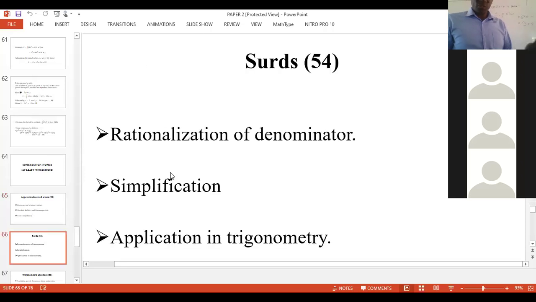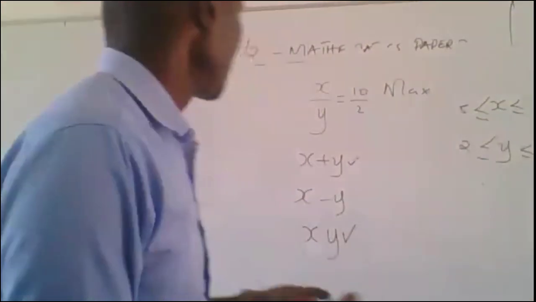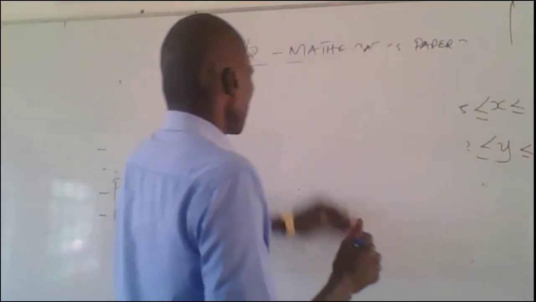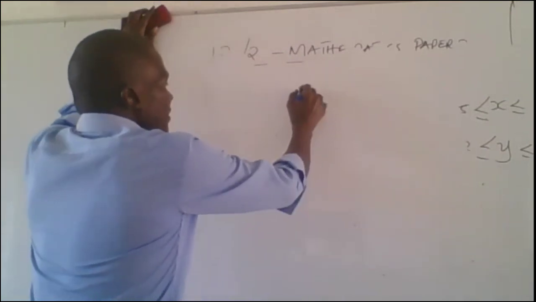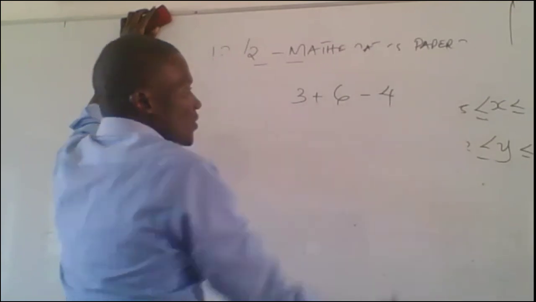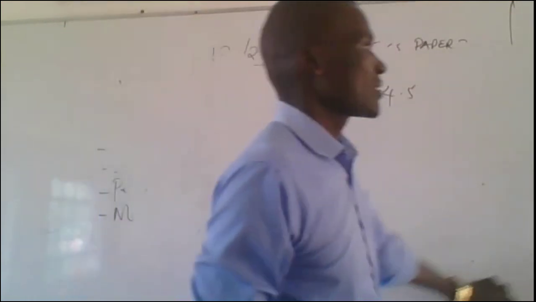error. Know very well that we have something called absolute error, relative error. How do we get absolute error? How do we get the relative error? Let me take this example quickly. Someone says, calculate the relative error in this. 3 plus 6 minus 4, let's say 4.5. What is the relative error in that?